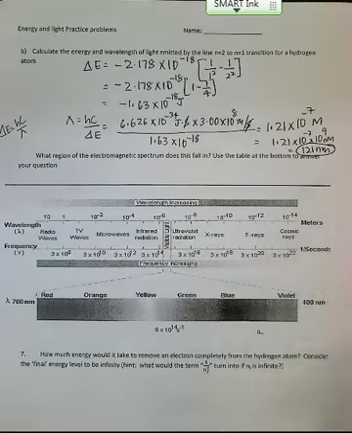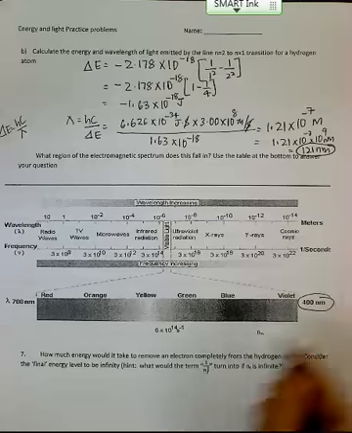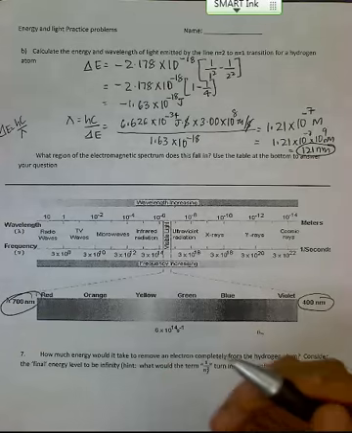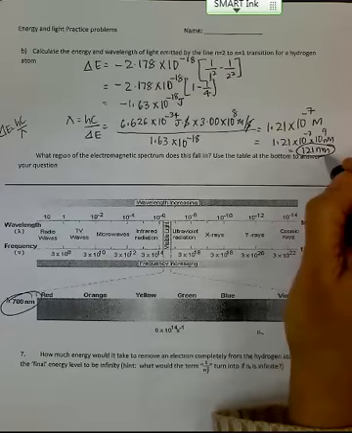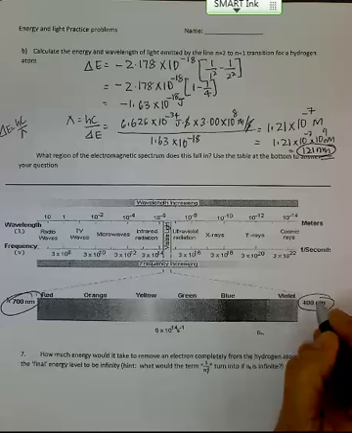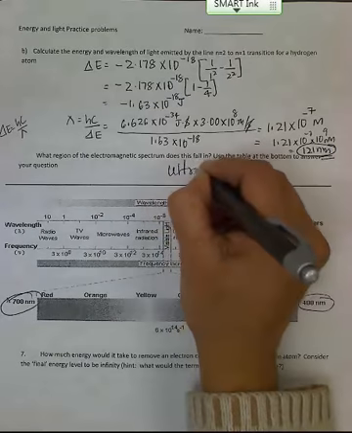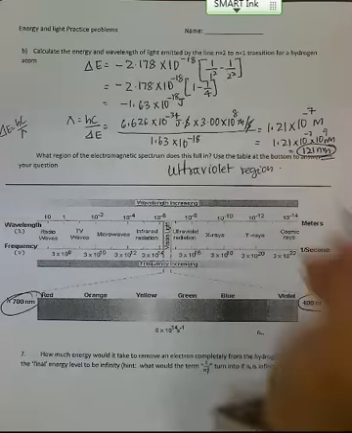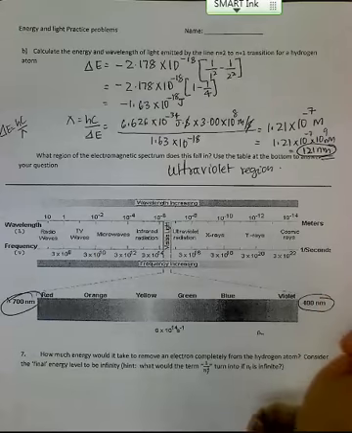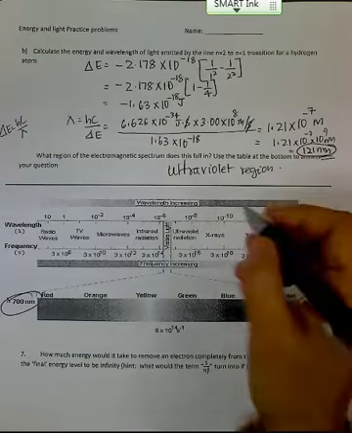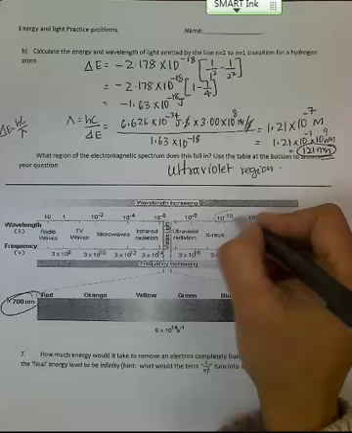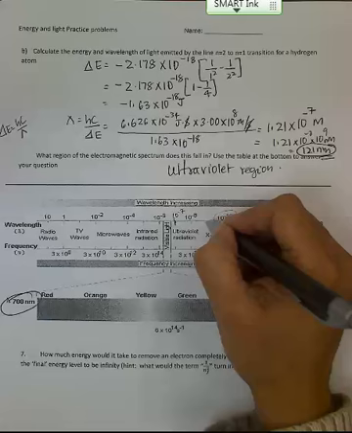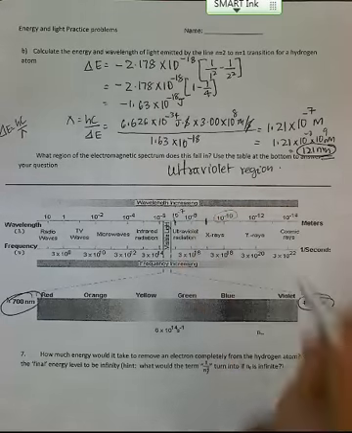Now, if you look at the visible region's spectral lines, they vary from 400 to 700 nanometers, and this given light is less than 400 nanometers, so it's going to fall in the ultraviolet region of the electromagnetic spectrum. Because it's in the range of 10 to the negative 7 to 10 to the negative 9, it's in the range of the ultraviolet rays.